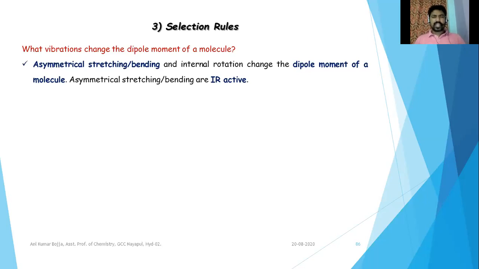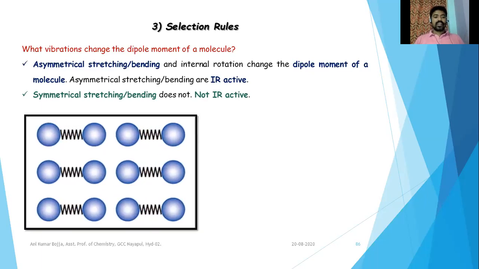So simply to say, asymmetrical stretching and asymmetrical bending vibrations are infrared active, so we will see the bands regarding that kind of asymmetrical stretching and asymmetrical bending vibrations taking place in the molecule. Even though the molecule is a polar one, if the vibrations are symmetrical stretching or symmetrical bending, they won't exhibit bands in infrared spectroscopy.